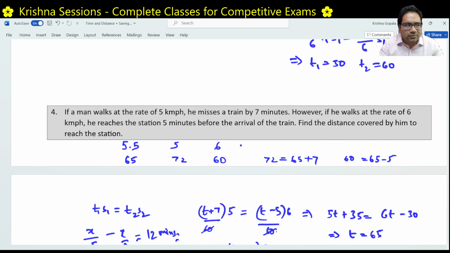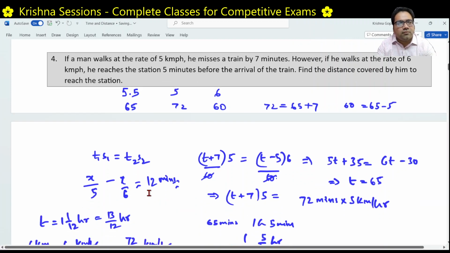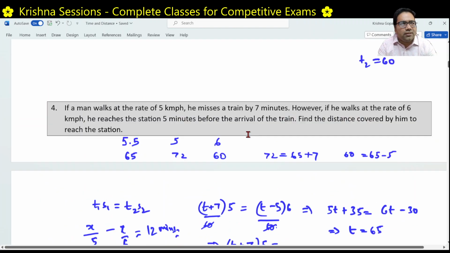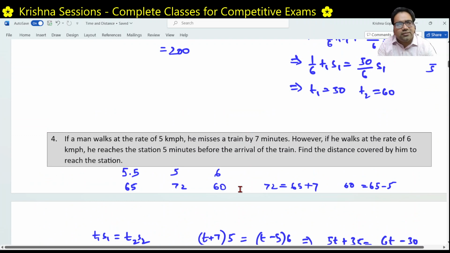If he's walking at 12 kilometers per hour, then it would be half, right? The distance is 6 kilometers. If he walks at 12 kilometers per hour, then instead of 60 minutes, it will take only 30 minutes, that is 0.5 hour.